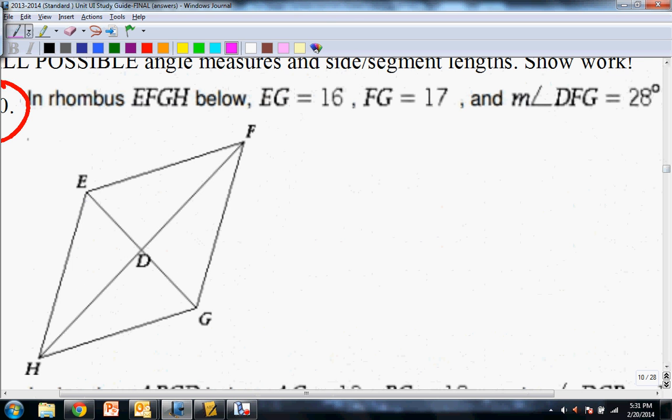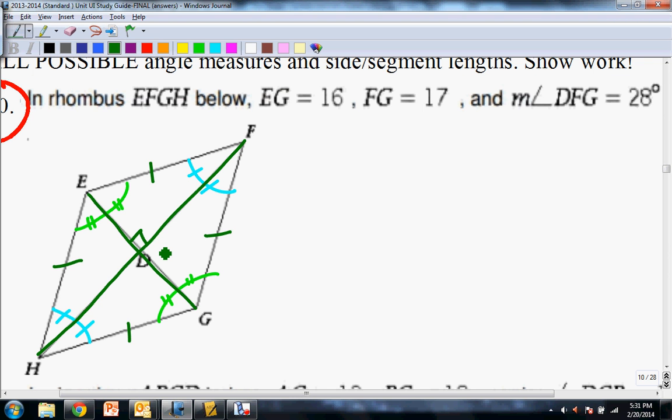So let's first mark everything we do know. Since it is a rhombus, let's get what we know straight. We know all four sides are equal. We know these corners are going to be bisected. We also know these diagonals bisect those corners, but they're also perpendicular. Because it's a parallelogram, these sides are parallel, of course. So once you know all that, let's see what we can do here.